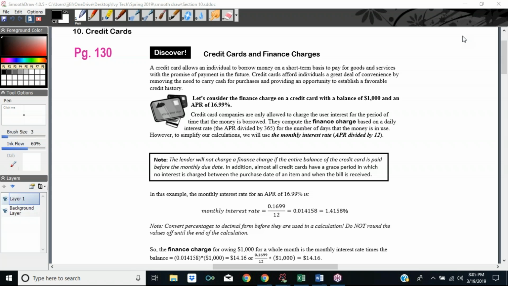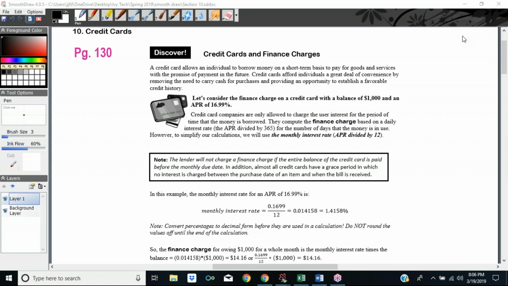Credit card companies are only allowed to charge the user interest for the period of time that the money is borrowed. They compute the finance charge based on a daily interest rate, which is the APR divided by 365, for the number of days that the money is in use. However, to simplify our calculations, we will use the monthly interest rate, which is the APR divided by 12. Here's a note: the lender will not charge a finance charge if the entire balance of the credit card is paid before the monthly due date. So if you buy something for $25, the credit card company sends you your bill.